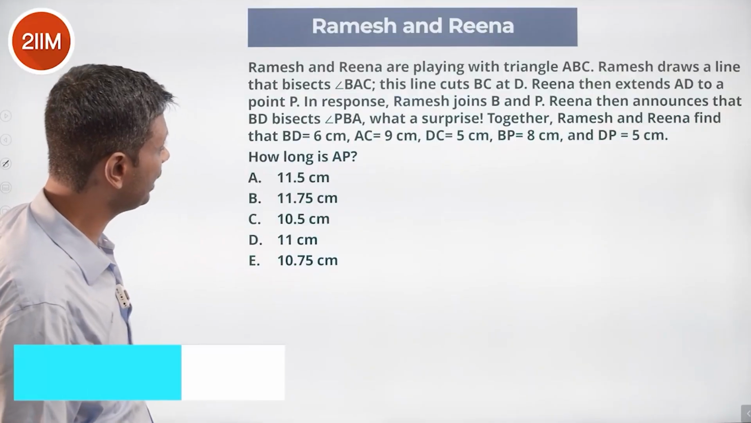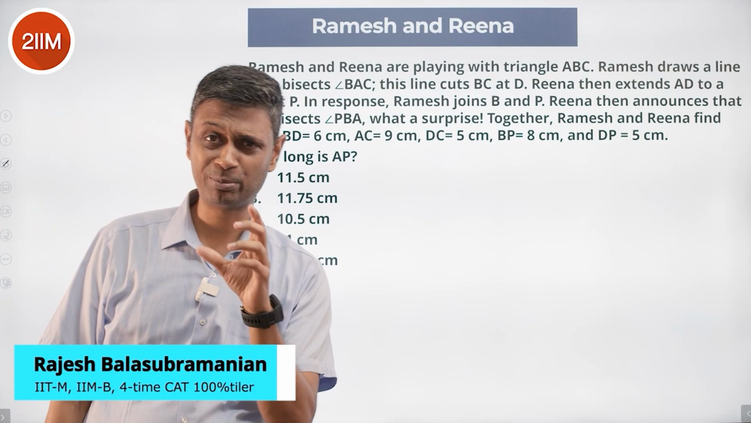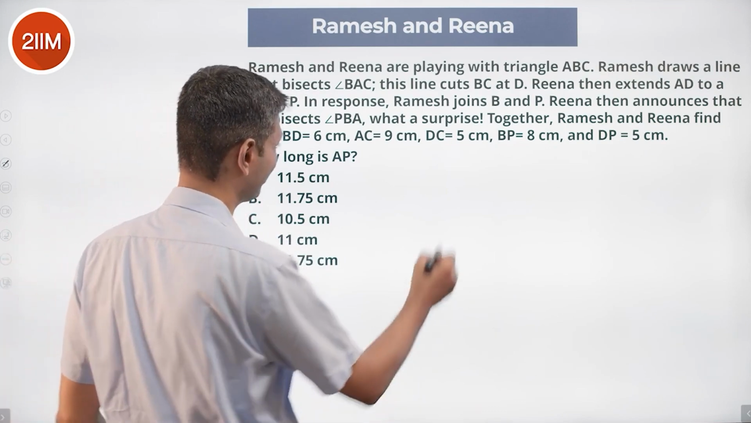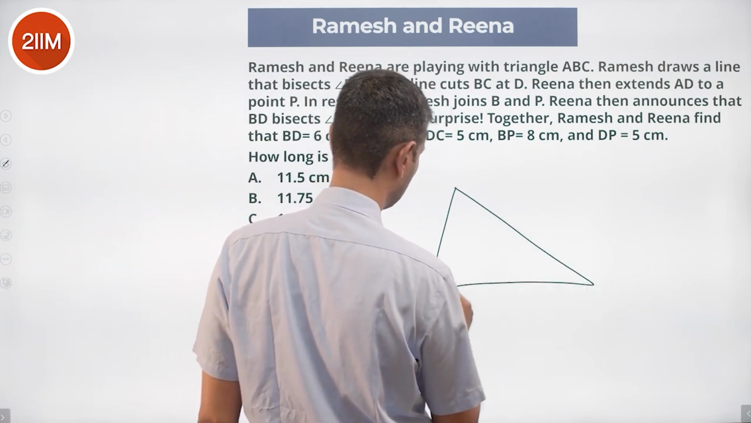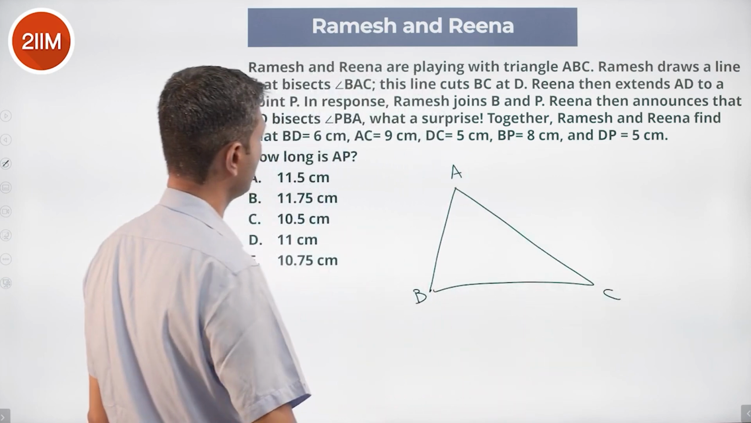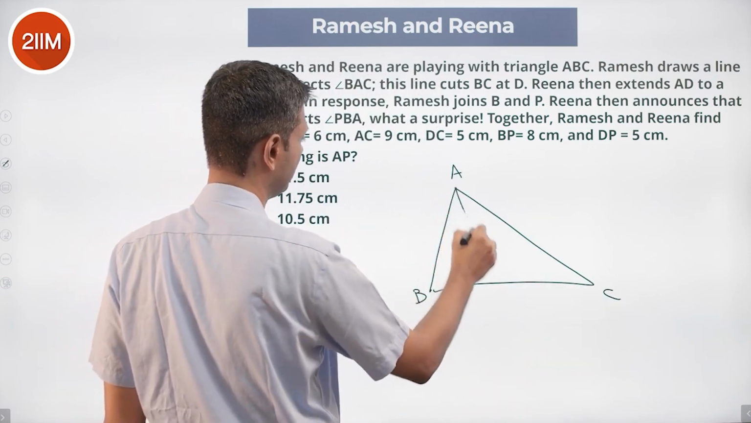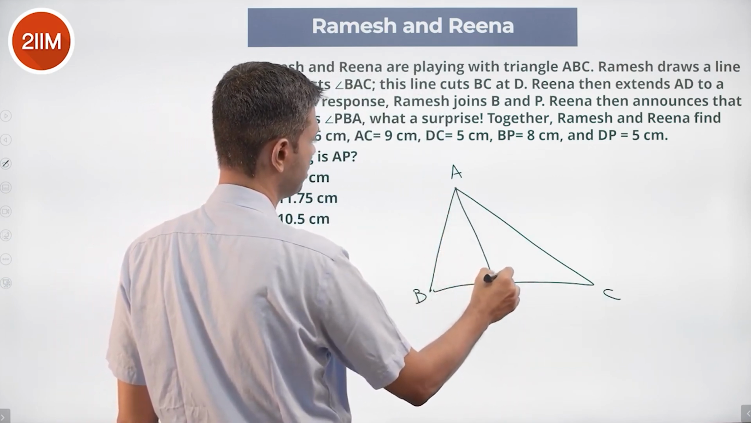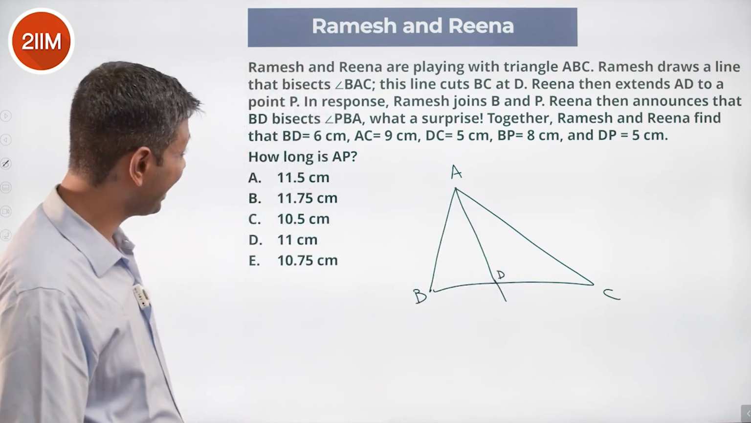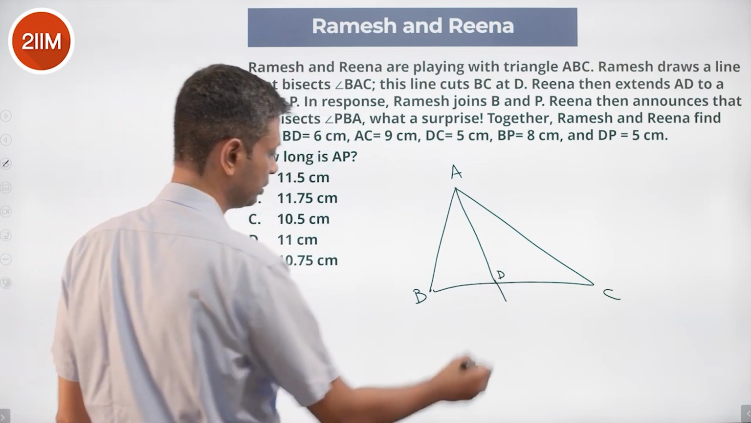Ramesh and Reena are playing with triangle ABC. I really like that description, playing with triangle ABC. Nice. Ramesh draws a line that bisects angle BAC and cuts BC at D. Reena then extends AD to a point P.